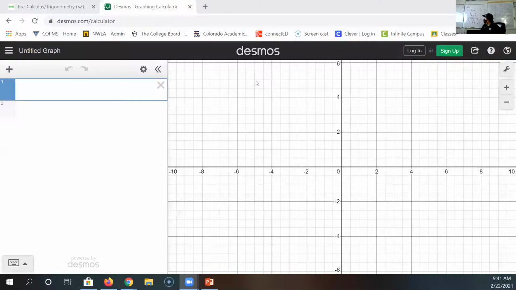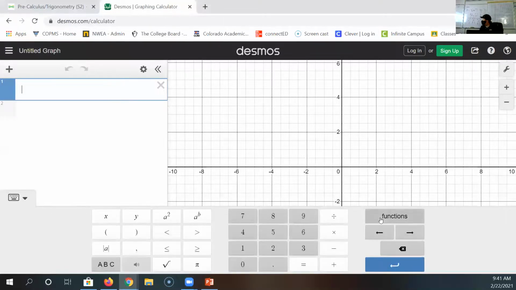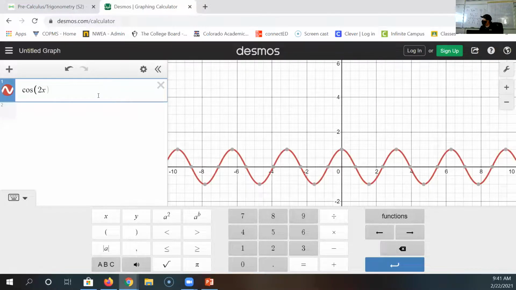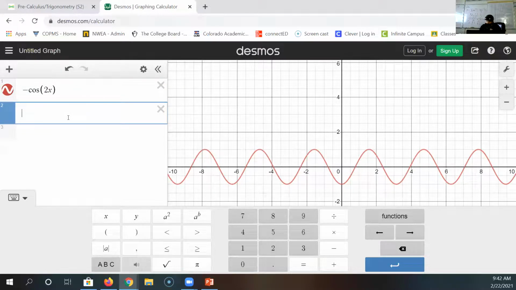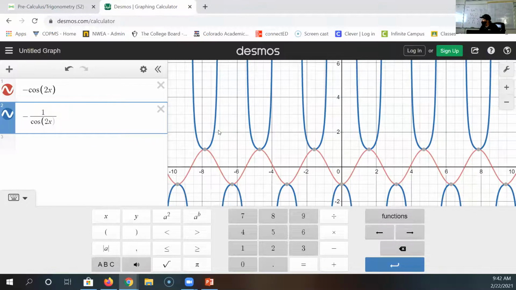Okay, so the first graph that I'm going to graph is a cosine. So functions, cosine of 2x. You can see that. I'm going to put negative out in front because we had a negative. You can see that it just flipped it over the axis, right? So this is what I used to graph the secant, because secant's the reciprocal, and if you want to use a graphing calculator, you really have to put it in like this, as 1 divided by the cosine of 2x.